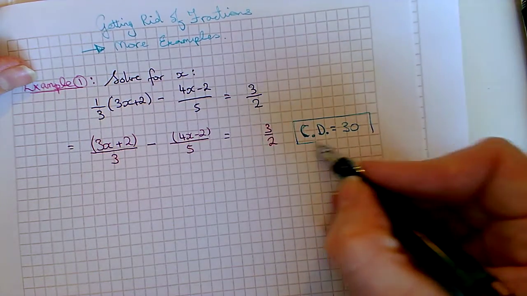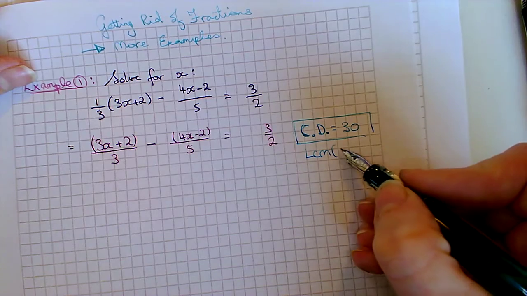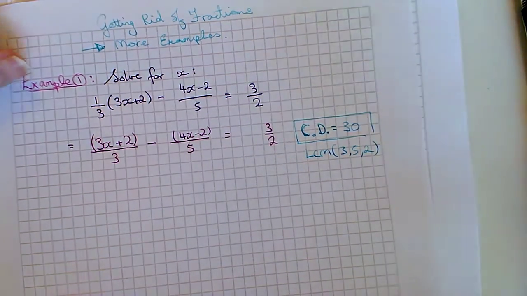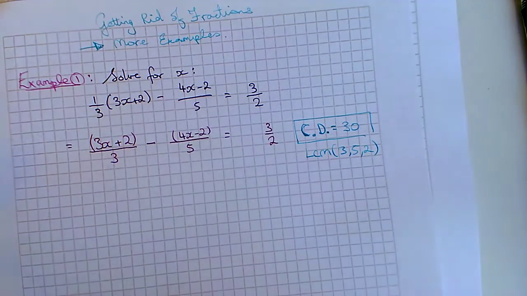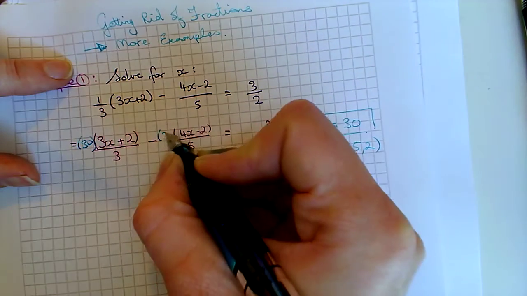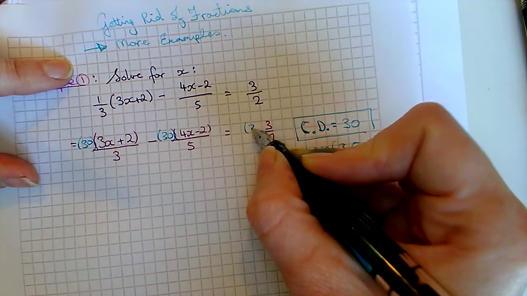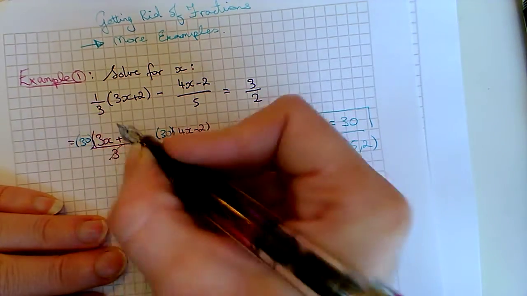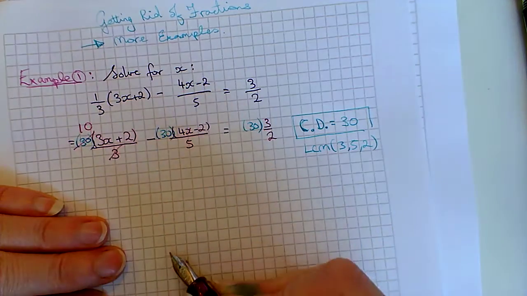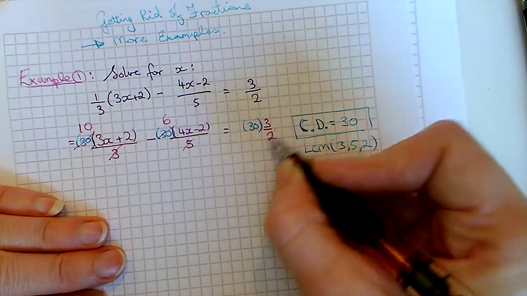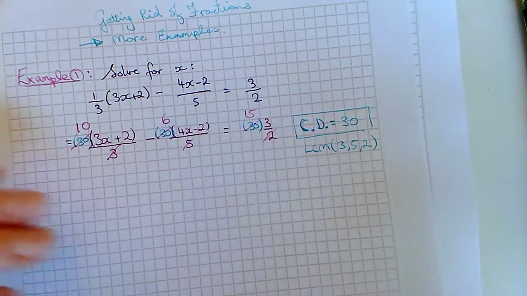Okay, where did that come from? That's the LCM, the lowest common multiple of 3, 5 and 2. And because they're prime numbers, it's actually the three numbers multiplied together. So I'm going to multiply this by 30, and I'll multiply this by 30, and I'll multiply this by 30. Then, what did we have to do before? We had to divide in the bottom number. 3 into 30 goes 10 times, 5 into 30 goes 6 times, and 2 into 30 goes 15 times.